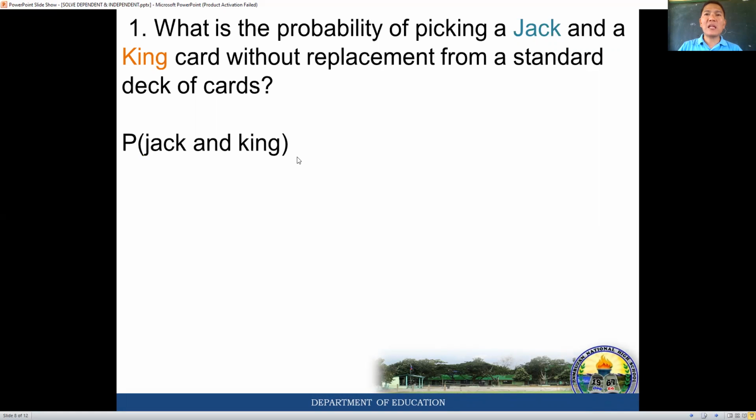Okay, so therefore, using the formula, the probability of getting a jack and a king is equal to, what is the probability of picking a jack? How many jacks are there? There are 4 jacks out of 52. So the probability of picking a jack is 4 over 52 times, what is the probability of picking a king card? The second event is king. How many kings are there? There are 4 kings. So since without replacement, so hindi binalik, so ilan na lang yung cards doon? There are only 51. Kasi hindi binalik. So therefore, the probability of picking a king card is 4 over 51. So now, you have 4 over 52 times 4 over 51.